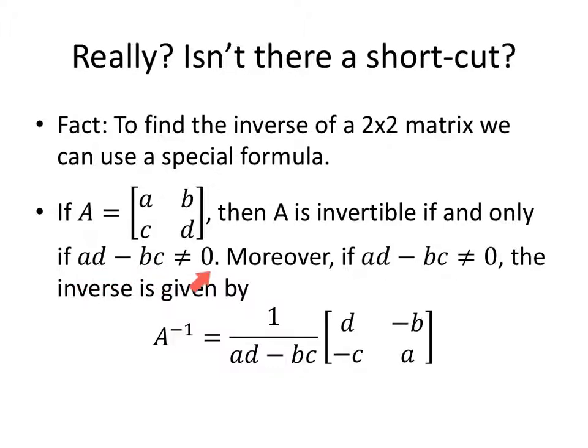Moreover, if this is non-zero, then I know exactly what the inverse is going to be. A inverse will be 1 over that value, ad minus bc. And then we're going to switch the places of a and d, change the sign of b, change the sign of c. And then we'll multiply through by this scalar in order to finish it up. Let's do some examples.